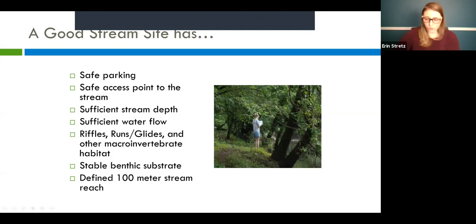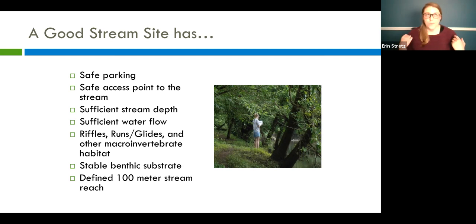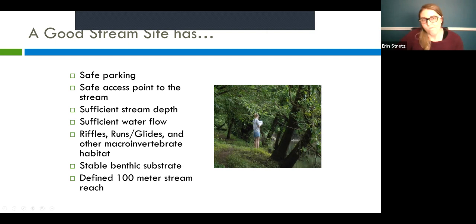But I just wanted to mention, as you're going forward with your own stream sites, there are a few key things to look for. Making sure that you have safe parking and a safe spot to access the stream is really important. You want to make sure you can wade into that stream. If you're collecting macroinvertebrates, it's got to be a wadeable stream, which means that the depth can't be too high, the flow can't be way too fast, and you have to have macroinvertebrate habitat available to sample. So these are all the important key parts to picking a good site. And I think that CLIA will have an established network of sites that we will decide, so you don't necessarily have to figure all this out yourself.